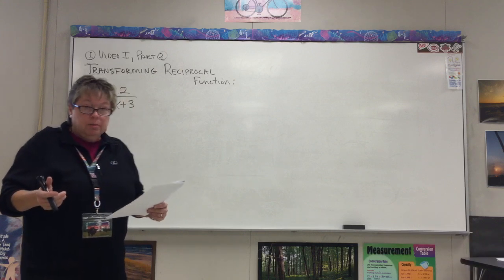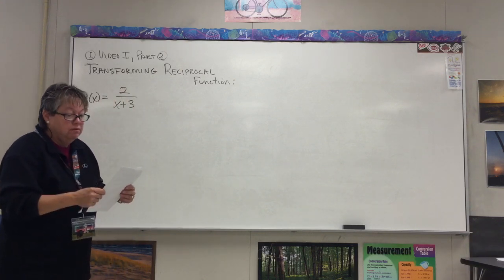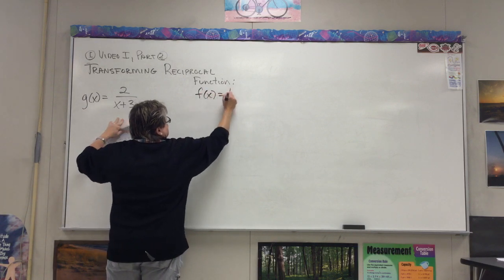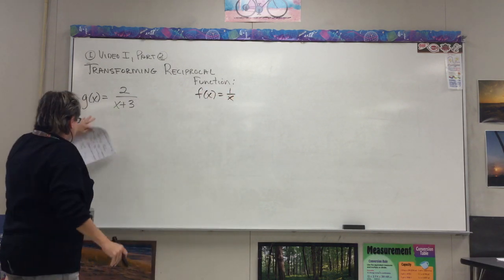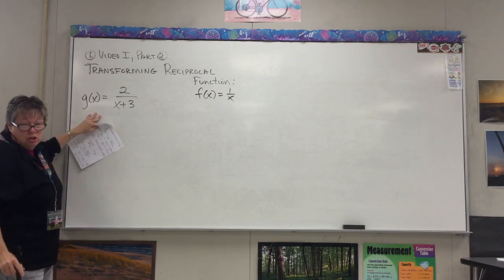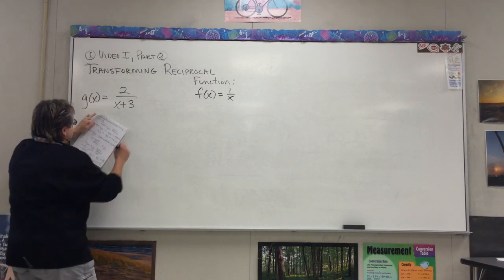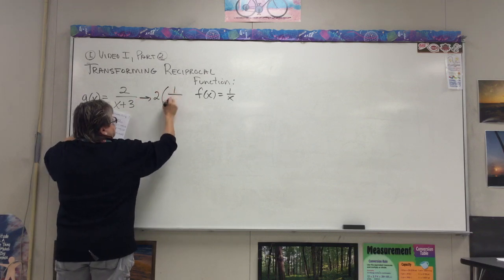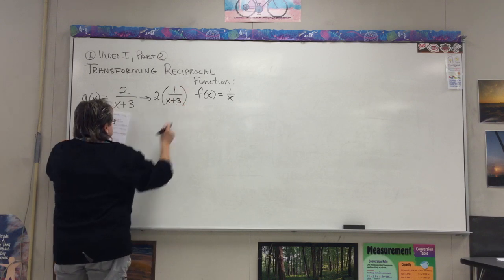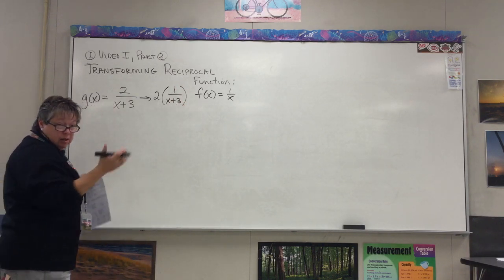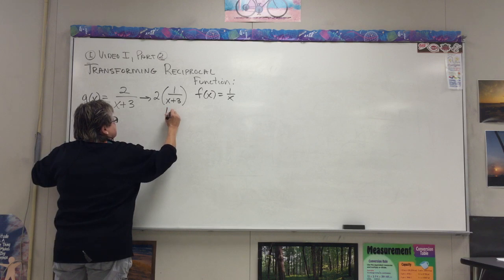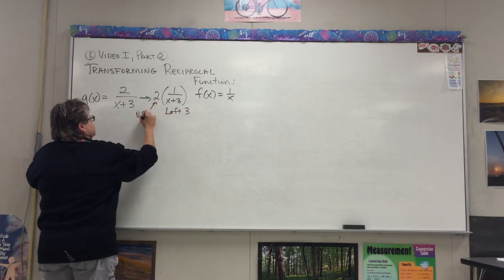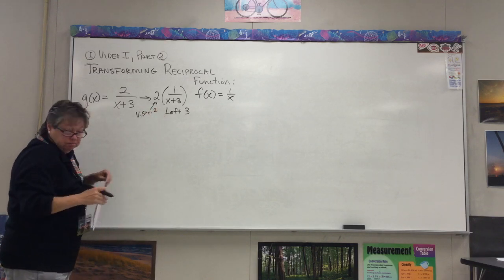Let's take a look at transforming the reciprocal function, your parent 1 over x, okay? So let's take a look at this. Say it's g of x equals 2 over x plus 3. So how about if we think of that as 2 times 1 over x plus 3, okay? So if you think about your transformations, the plus 3 down here, we're going to have a left 3, and up here we've got a vertical stretch of 2.